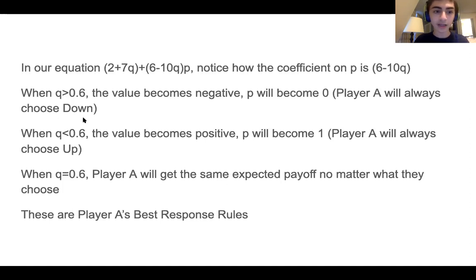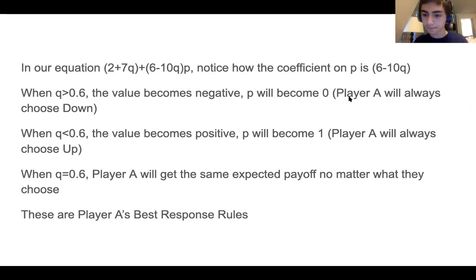So player A is always going to choose down in that case. P is the probability that player A chooses up. Now that it's 0, player A will never choose it and will always choose down instead. When q is less than 0.6, the value becomes positive and p will become 1. Player A will choose up.